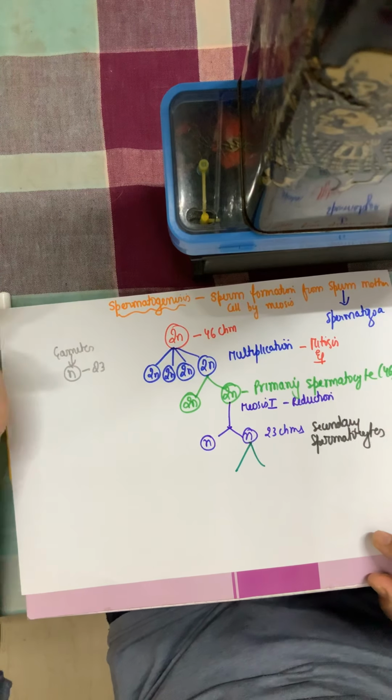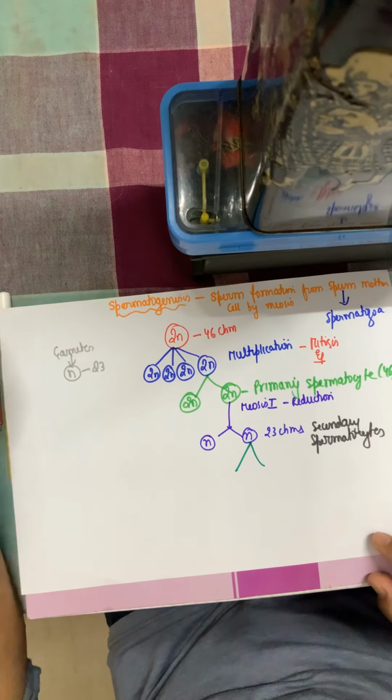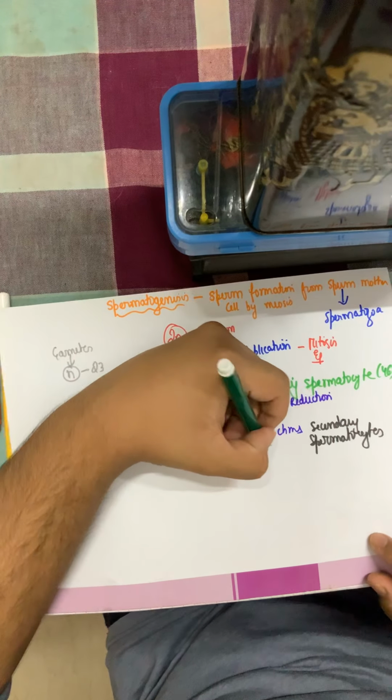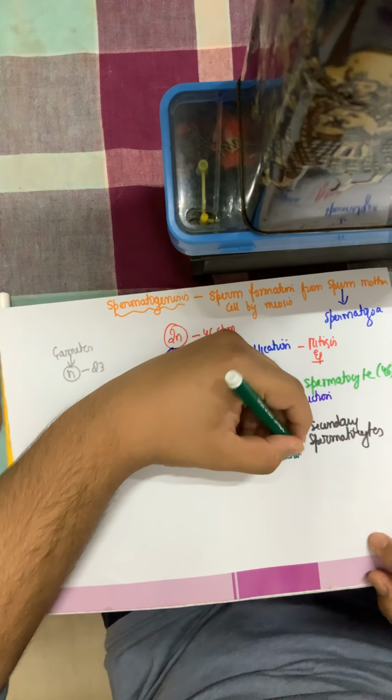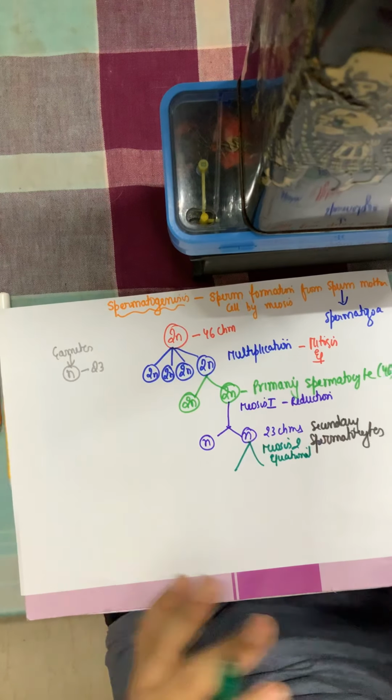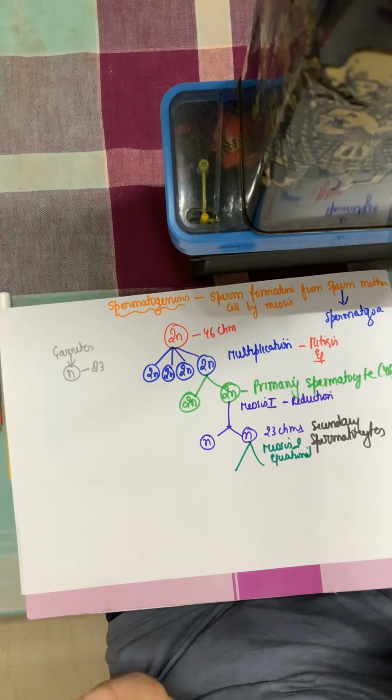And meiosis 2, as we all know, is a simple mitotic division. Meiosis 2 has no reduction. Reduction has already happened. We cannot have n by 2, 11 and a half. So it undergoes meiosis 2, which is an equational division, because meiosis 2 cannot reduce the chromosome number further. The reduction has already happened in meiosis 1.